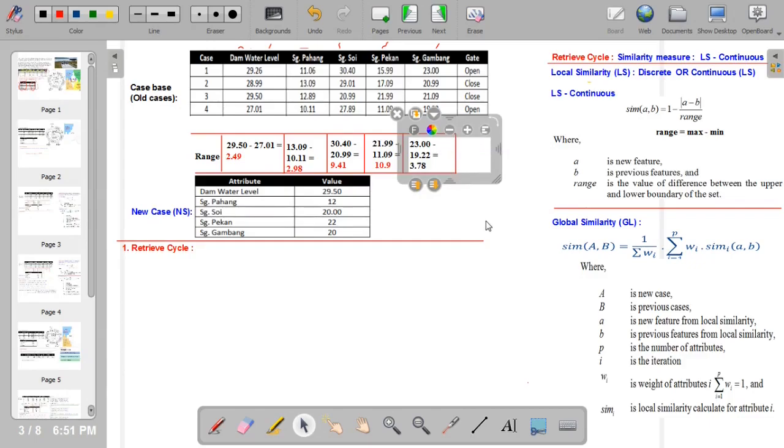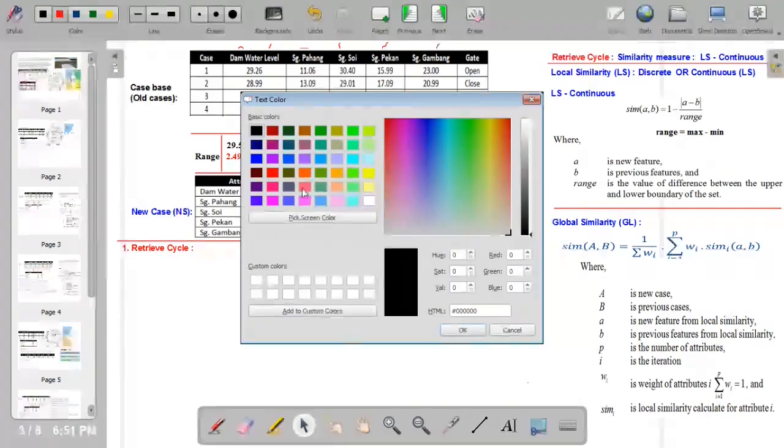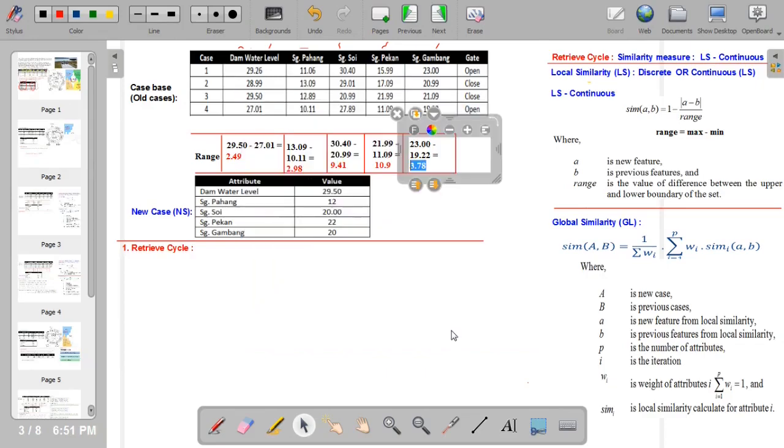So now, again, welcome back. Now check your answer for the ranges. You should have the same value for the range for the third and the fourth attributes. So here, how do we calculate the ranges? The range is already clear to you.